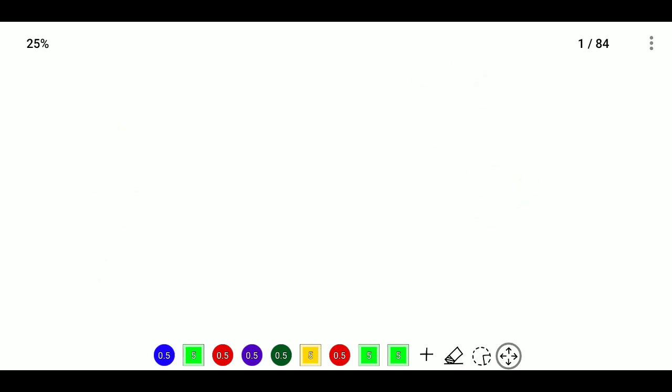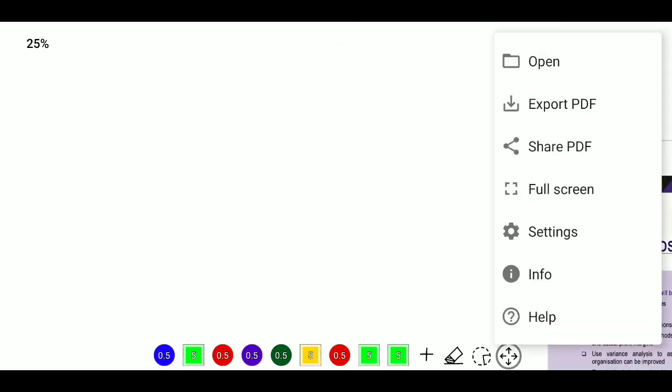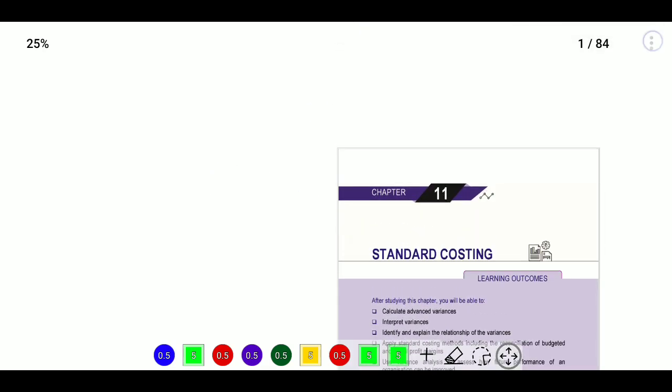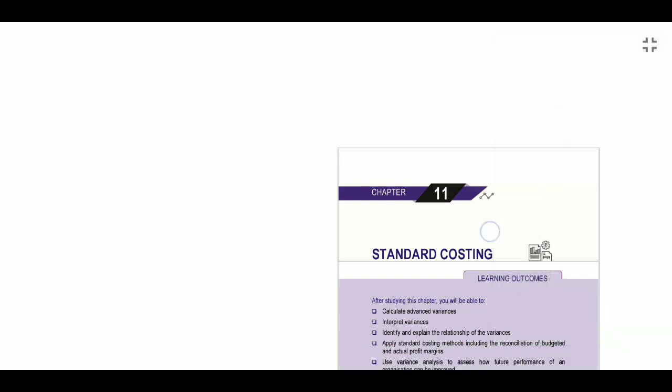Where did it go here? Came here, full screen.